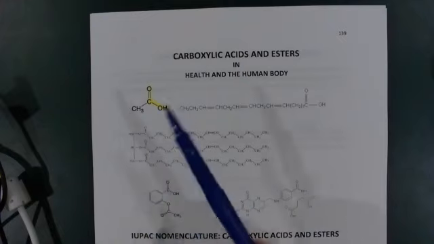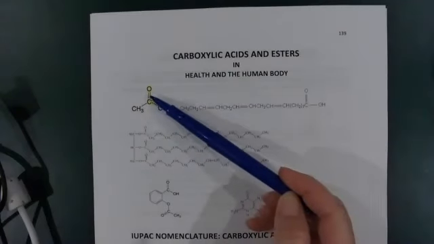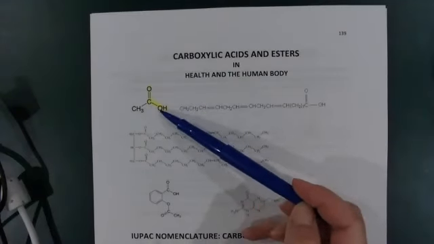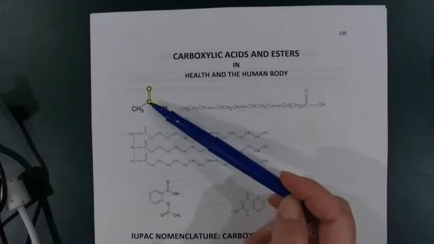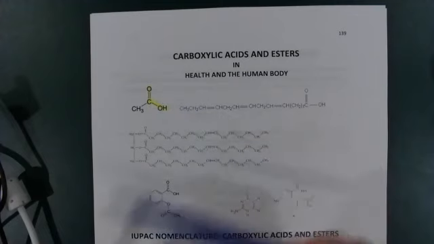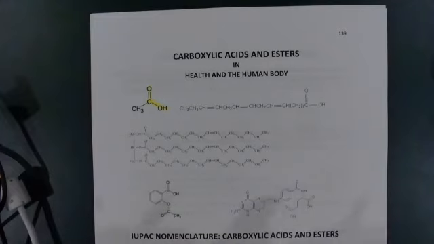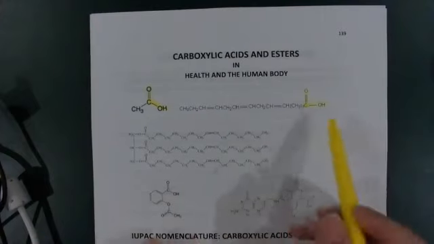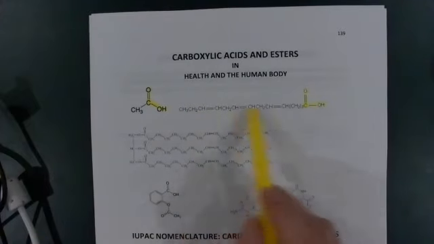Of the 3 bonds that carbon is making to oxygen, 2 of the bonds are a double bond to O. The 3rd bond is a single bond to OH. So carbon double bond O with an OH, that's carboxylic acid. Here is another example. There's the carboxylic acid and the rest of the molecule.